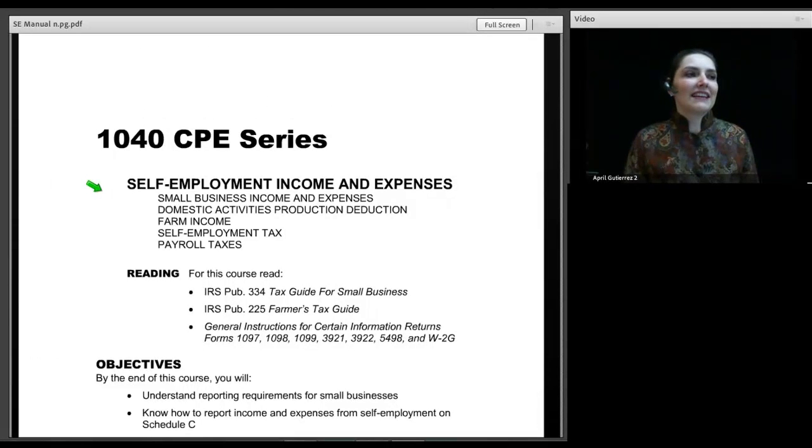Now, Schedule C, in and of itself, isn't that horrendously complicated. It's got lines, it asks you to put numbers on them, and that seems to be rather elementary.